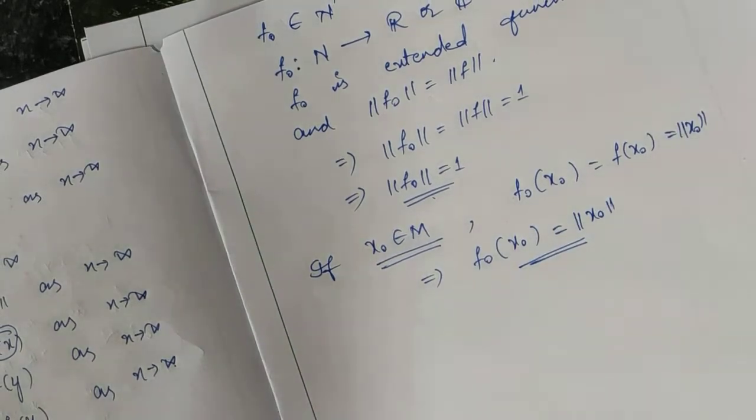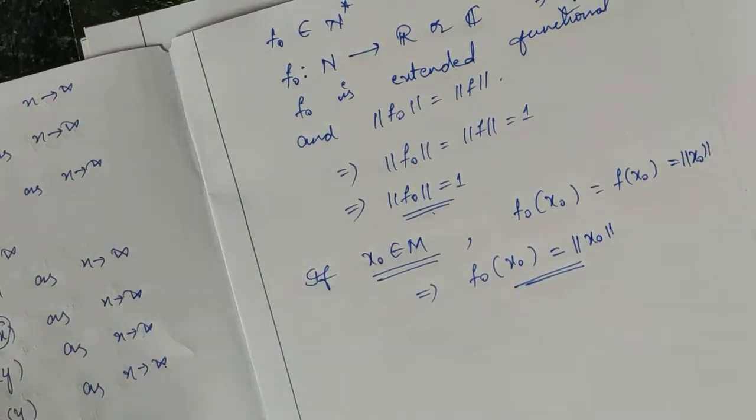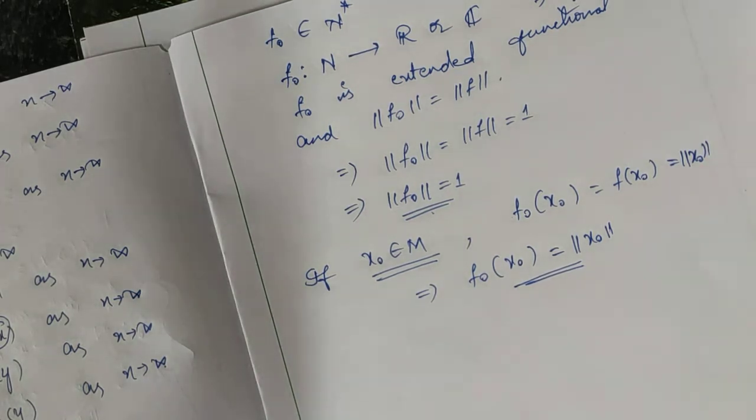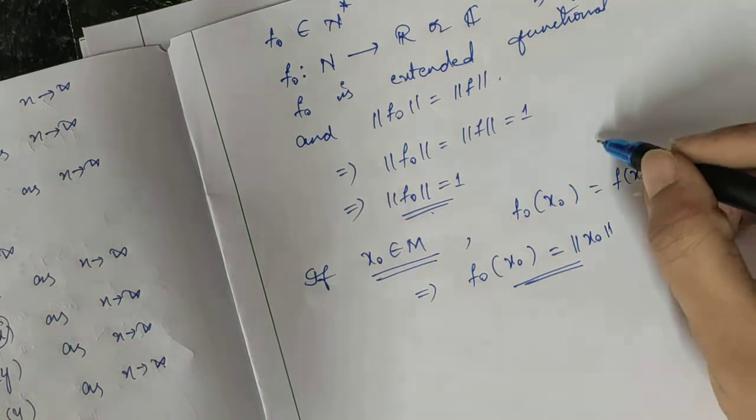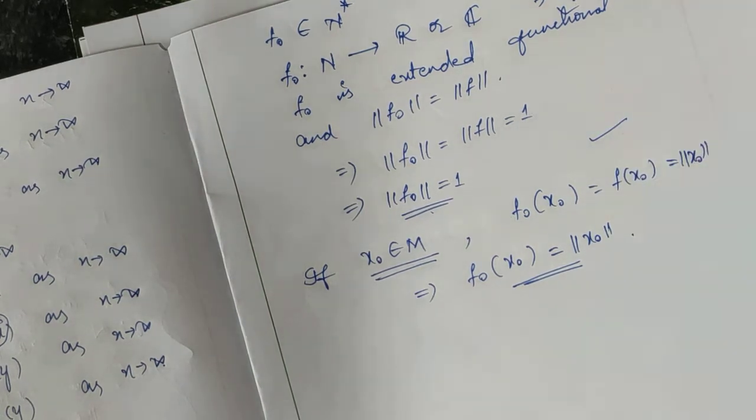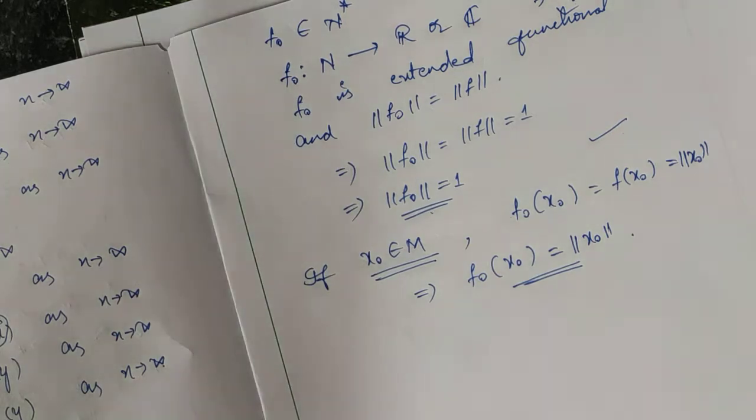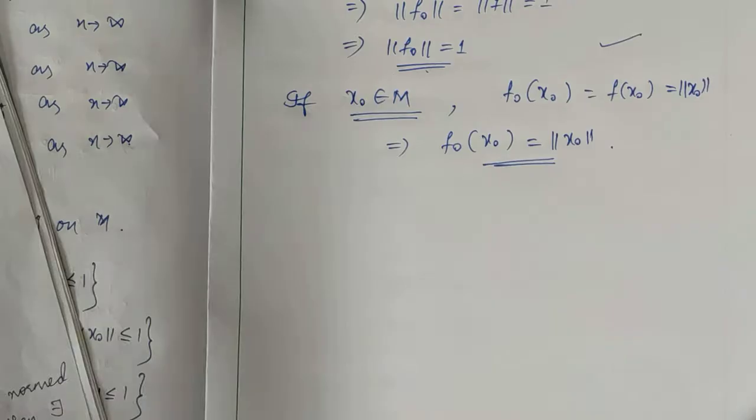Since alpha is a scalar, you can consider alpha as 1 and you can prove this part very easily. You need not consider the other values of alpha. So this is how you will prove this theorem using the Hahn-Banach theorem. Okay, so now let's move to the next theorem.